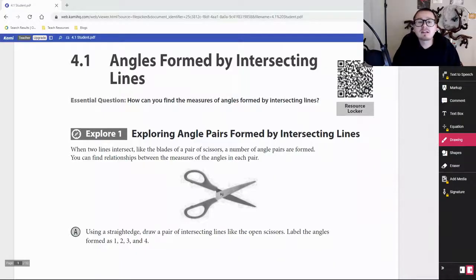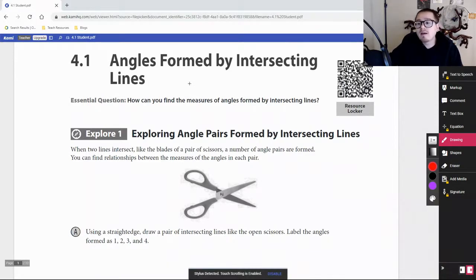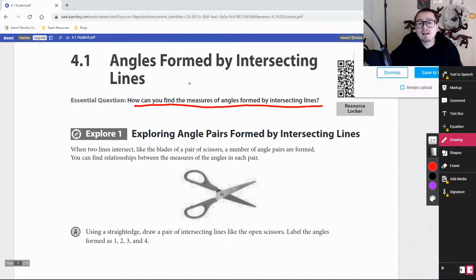Alright, so as you can see, this is where we're at. It's lesson 4.1, angles formed by intersecting lines. And our essential question, the big idea, the thing that we definitely want to make sure that we know after this video is, how can you find the measures of angles formed by intersecting lines? Straightforward. Highlight that. That's your question. If you can't answer that by the end of this video, you'd miss the point.